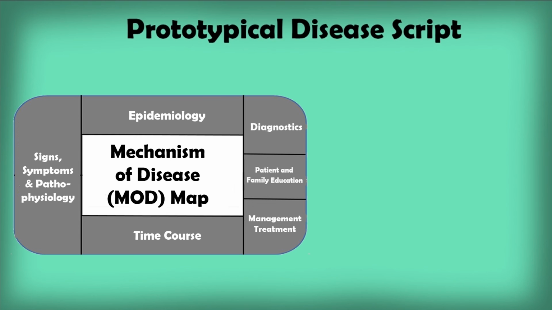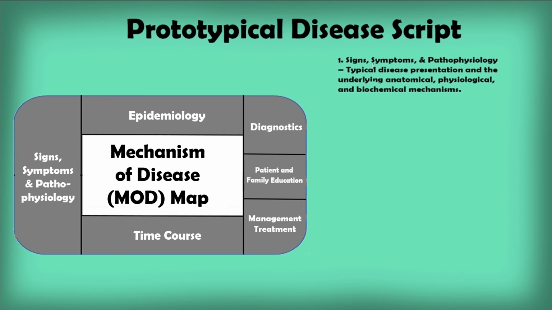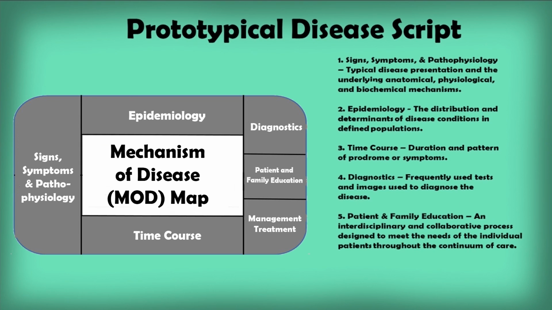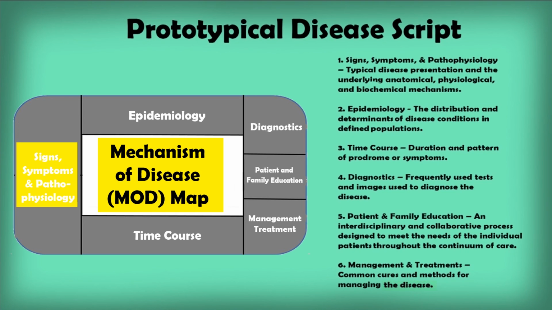Prototypical disease scripts help you organize, maintain, elaborate, and apply your knowledge of common signs and symptoms, pathophysiology, epidemiology, time course, diagnostics, patient education, management, and treatments associated with various disorders. In HB2, you will generate mechanism of disease maps for several respiratory disorders and focus on synthesizing information about the prototypical signs and symptoms and their underlying pathophysiological processes by filling in related components of the prototypical disease script.